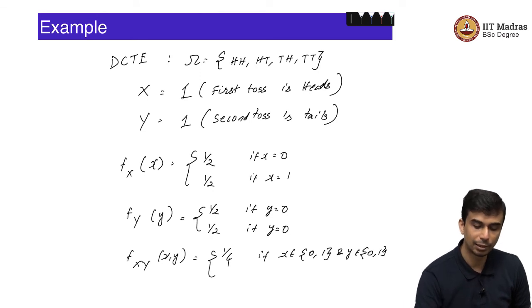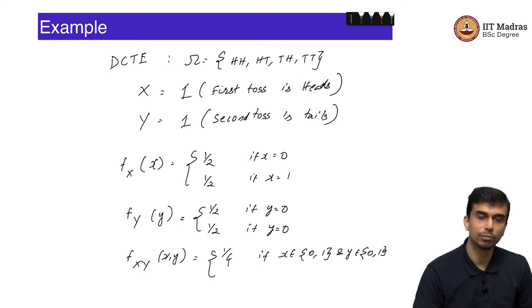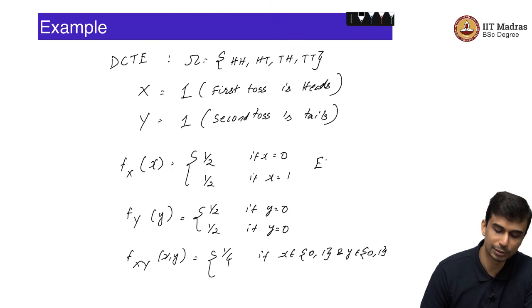So clearly you can see that fX(x) times fY(y) is equal to fXY(x, y). So X and Y are independent. In this case, X and Y also happen to be uncorrelated. So this is a simple example of a pair of independent random variables which are also uncorrelated.